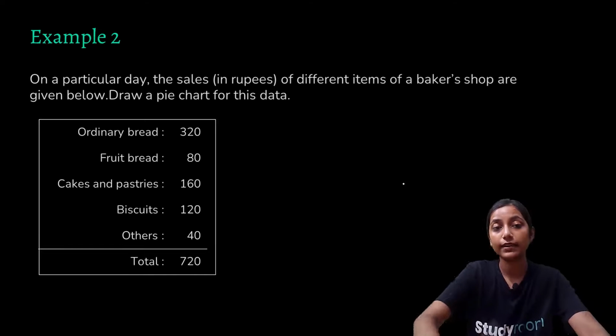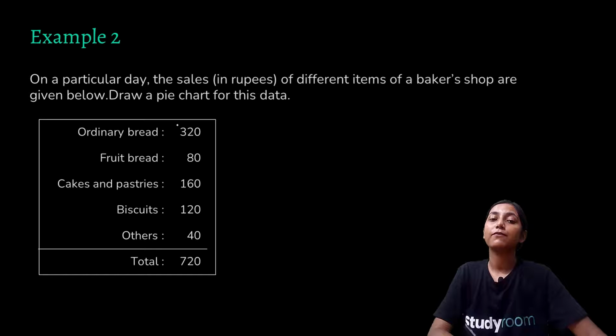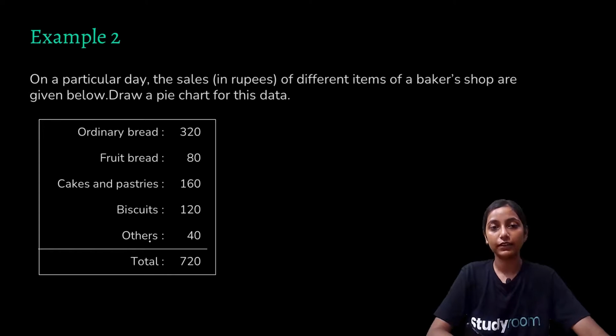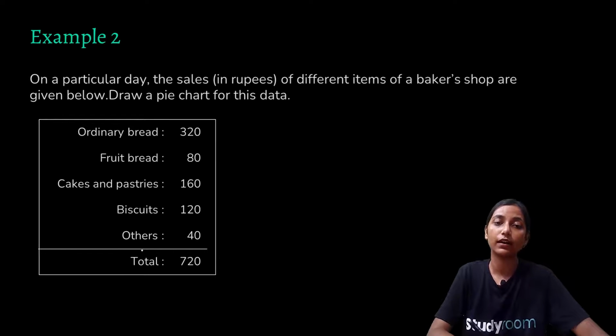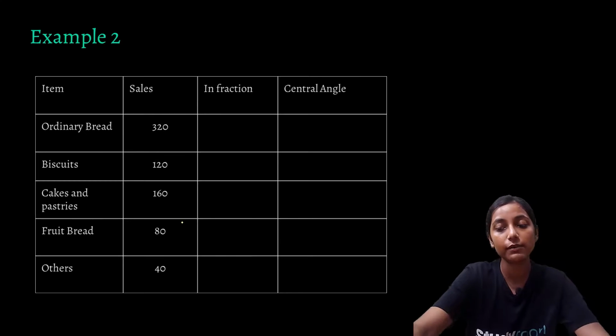Now we are given another example, example number 2. On a particular day, the sales in rupees of different items of a baker's shop are given below. In this example, we have to draw a pie chart for the given data. We are given ordinary bread, 320, fruit bread, 80, cakes and pastries, 160, biscuits, 120, others, 40, and the total as 720. So what will be our next step?